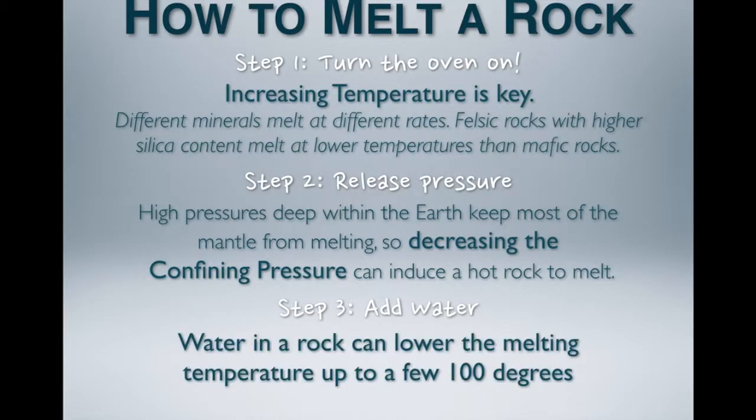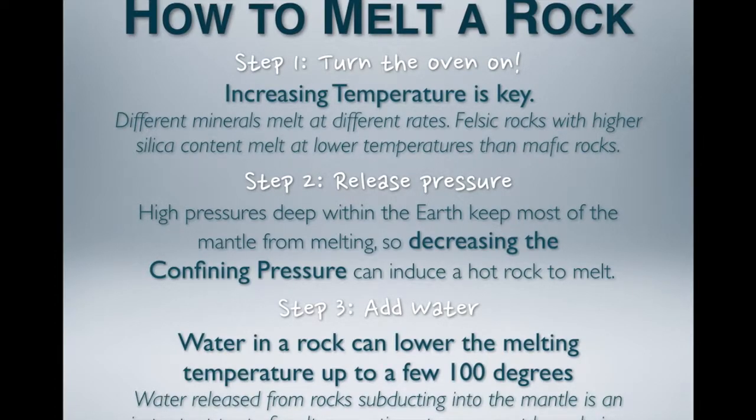We also can add water. So at subduction zones, where you have oceanic crust being subducted back into the mantle, that oceanic crust has been at the bottom of the ocean and therefore saturated in water. And that decreases the melting temperature of the rock by 100 degrees and sometimes even a couple of 100 degrees. So we have 3 different ways we can melt a rock, and often it's a combination of 2 or even all 3 of these.